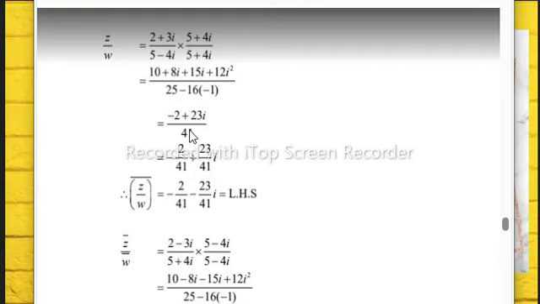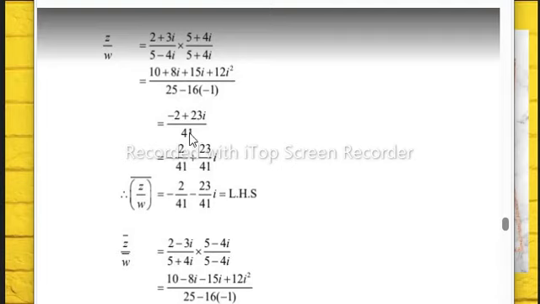Minus minus plus 25 plus 16, then the answer is 41, while we write 10. So first, a few steps are missing. 8 plus 15 is 23 iota, while the value of iota square is minus 1, that's why it will be minus 12. 10 minus 12, the answer is minus 2, so that's why we write minus 2 here, plus 23 iota upon 41, which is already discussed above.